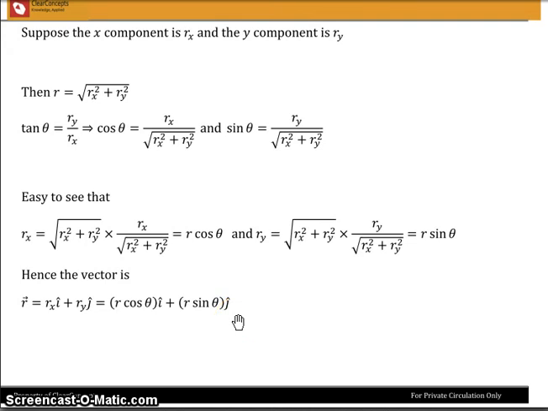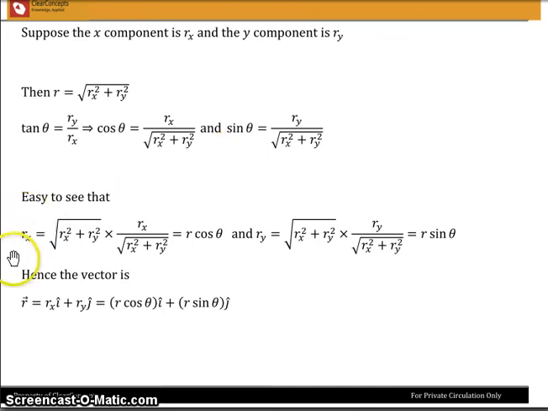Another way of going about it is, suppose we're given the x component to be rx and the y component to be ry. Using Pythagoras' theorem, I can find the magnitude. So the magnitude r is simply the square root of rx squared plus ry squared, and then I can find the orientation using tan theta is ry by rx, and that gives us cos theta to be rx divided by root rx squared plus ry squared, sin theta to be ry divided by square root of rx squared plus ry squared. It's simple, basic Pythagoras' theorem, nothing fancy.